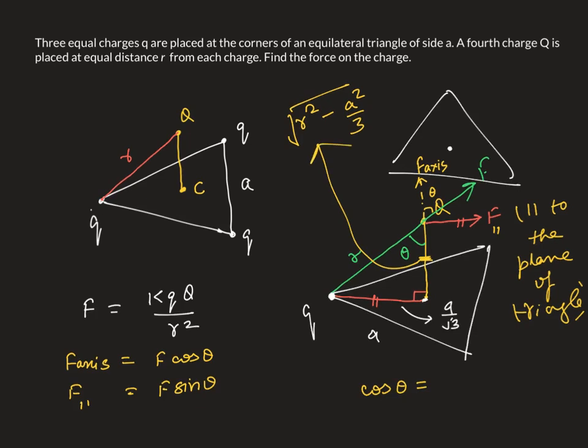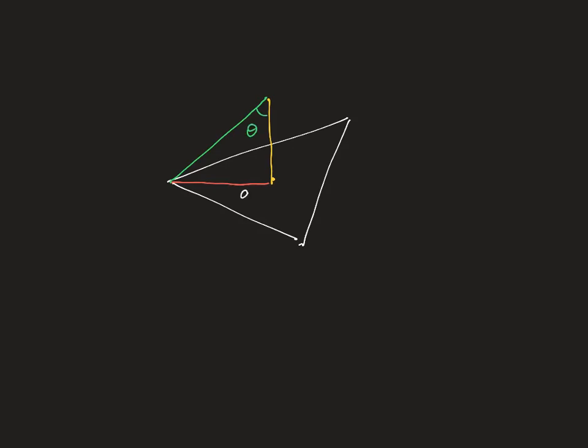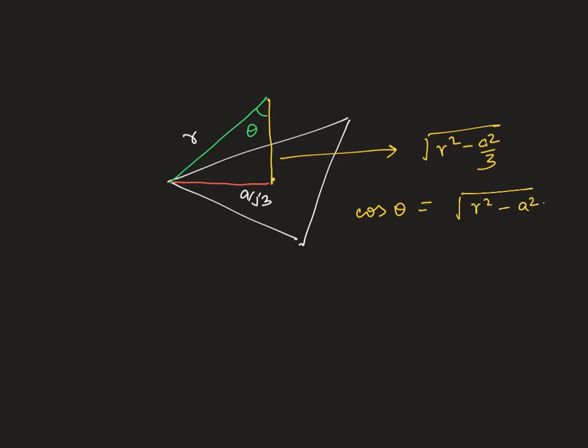It has become way too confusing. Let me change the page. Drawing another triangle. So first we need to find out cos theta. This is A by root 3. This is R. This yellow line here is obviously root under R squared minus A squared by 3. So what will cos theta be equal to? Cos theta will be equal to the base, this is the base, by hypotenuse. So root under R squared minus A squared by 3 upon R. That will be cos theta.